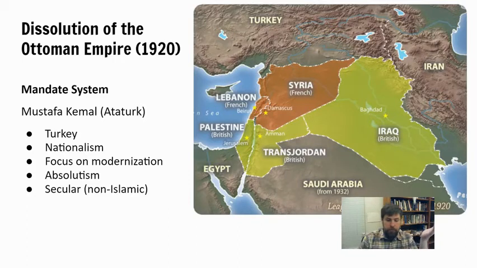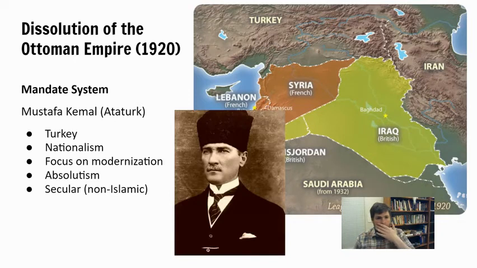Another important aspect of the dissolution of the Ottoman Empire is what happens with Turkey under their most celebrated leader, whose name is Mustafa Kemal, who sometimes is referred to as Ataturk, who was the first leader of modern Turkey. Turkey was originally the heart of the Ottoman Empire. The Ottoman Turks were who the Ottoman Empire was named for.